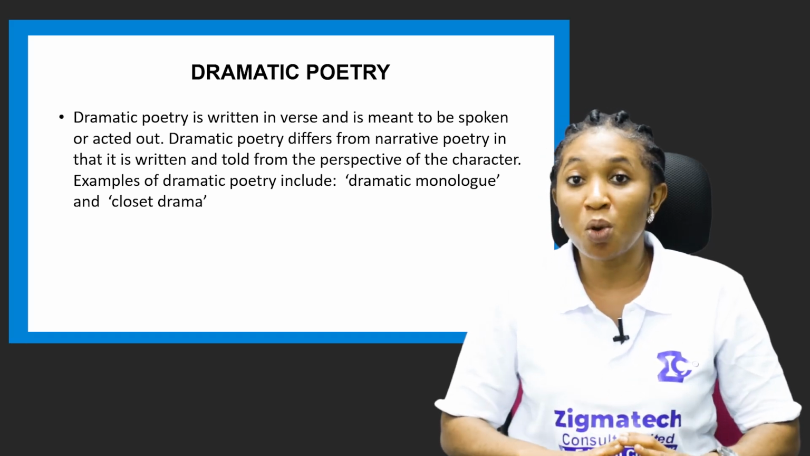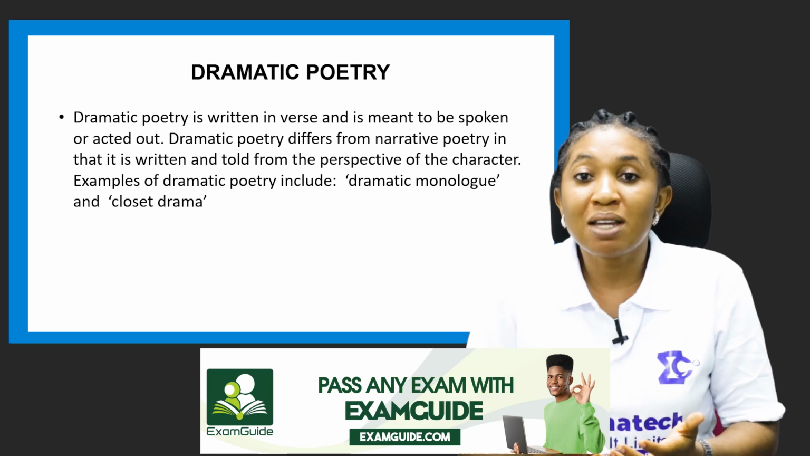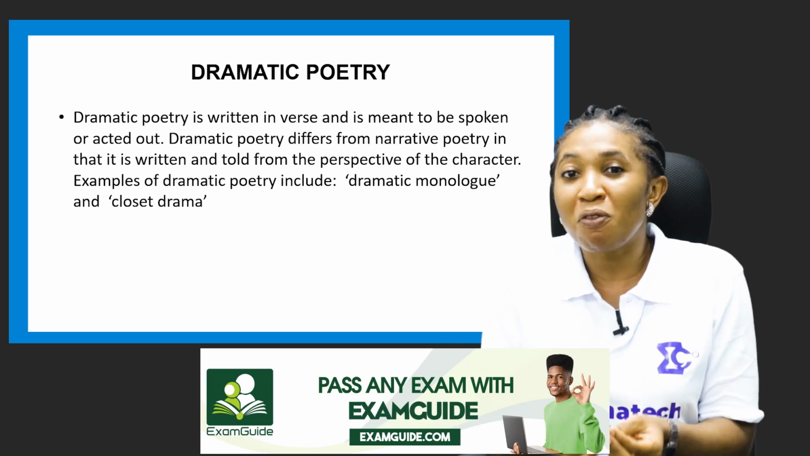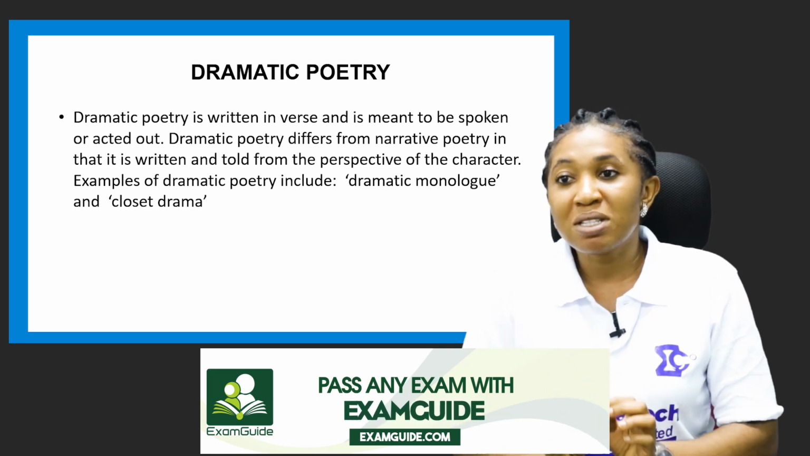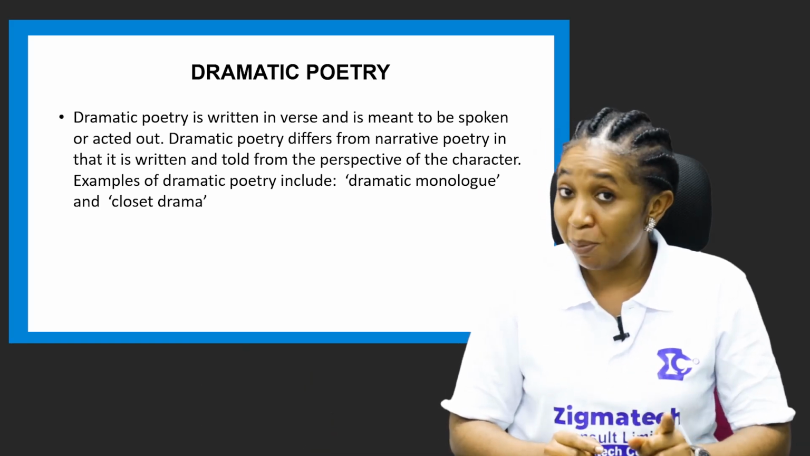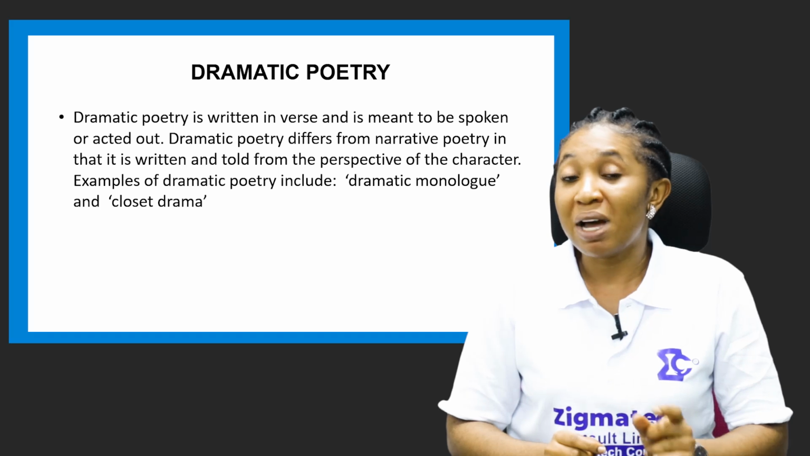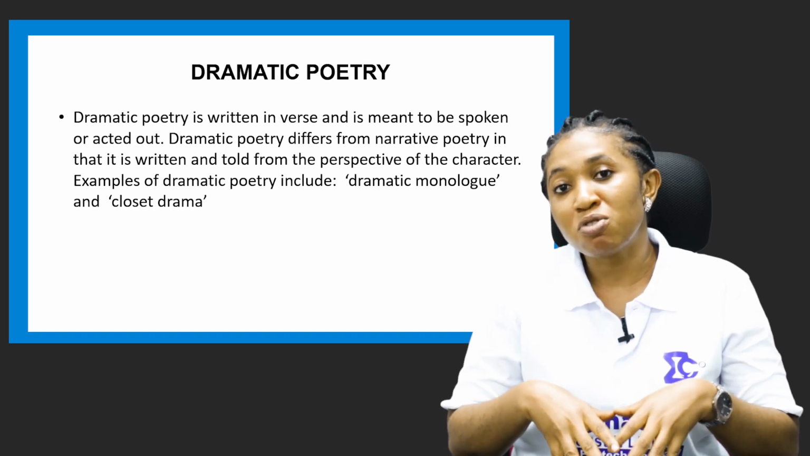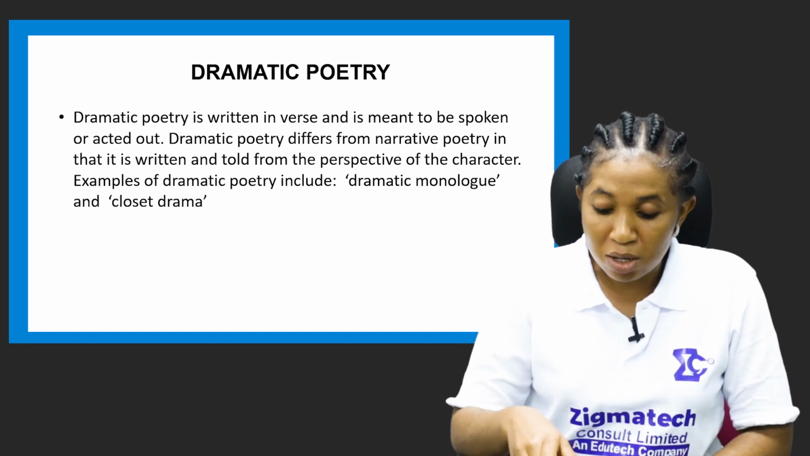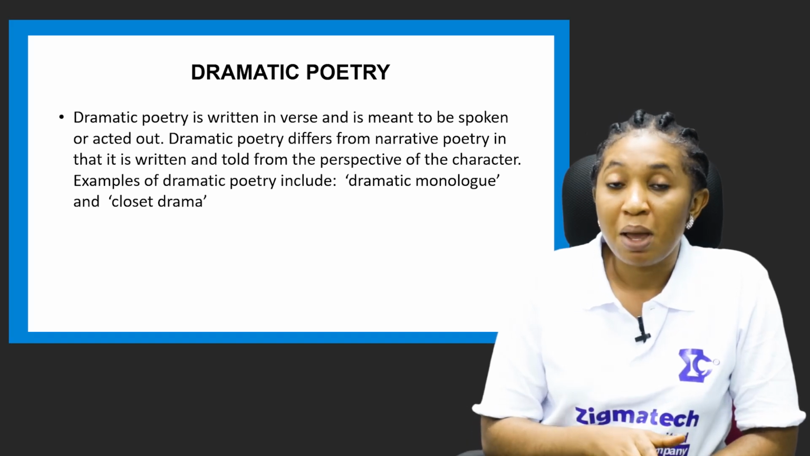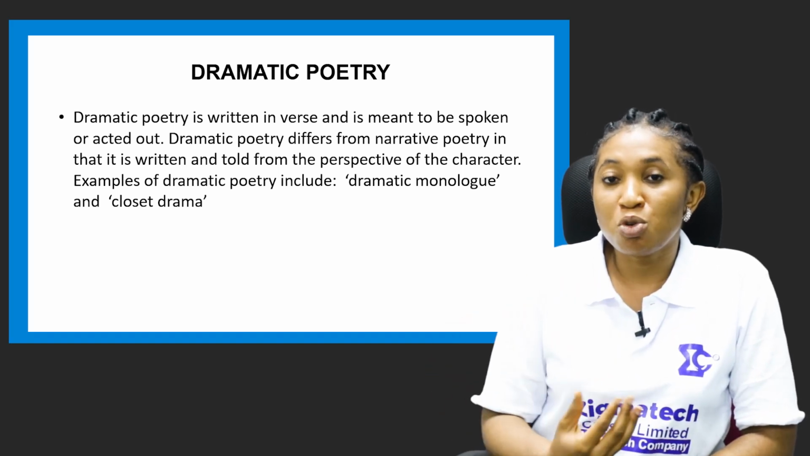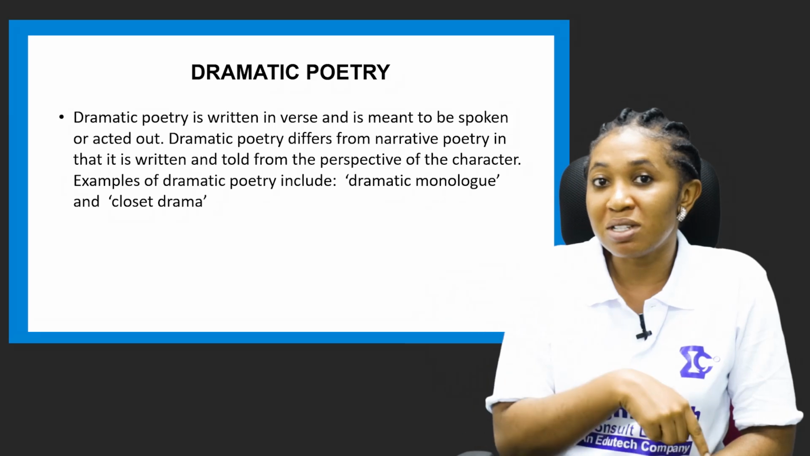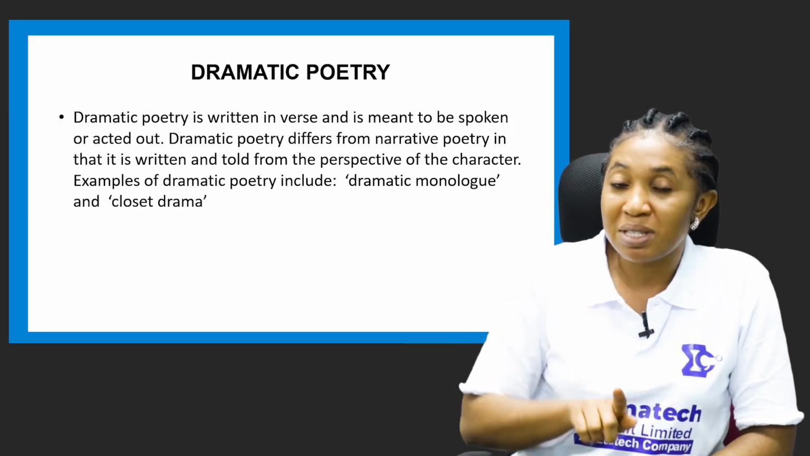In the case of dramatic monologue, we have a character acting out the lines of a poem, telling a story from the perspective of a character. Now, dramatic monologue is different from epic or ballad or narrative poem, as the case may be. Why? Because in the case of dramatic poetry, you are telling a story by acting out that character. So you are telling the story from the perspective of the character. So you are not a third person narrating the story of another person. You are acting out a particular character.